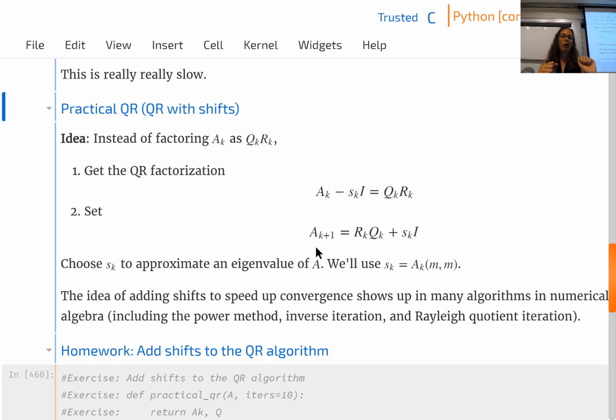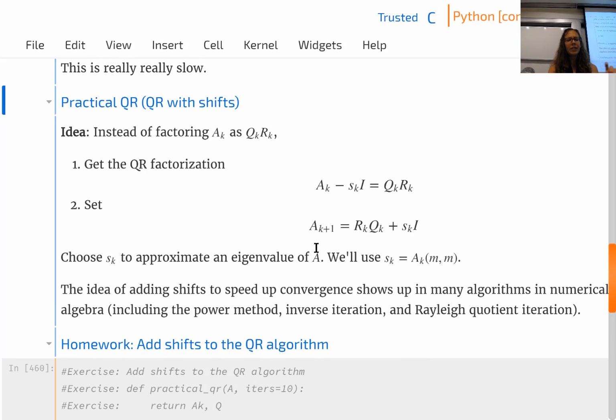So it's quite similar. It's just we've basically subtracted something from the diagonal, done the QR factorization, multiplied R times Q, and added back on what we had subtracted from the diagonal, and keep going. And this is called adding shifts. The s_k is the shift, you're moving it over a little bit. And this speeds up convergence, and also can help it converge in cases where it wouldn't otherwise. And I wanted you to see this because it shows up in a lot of different numerical linear algebra methods as a way to speed things up.